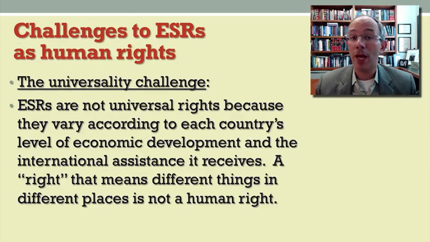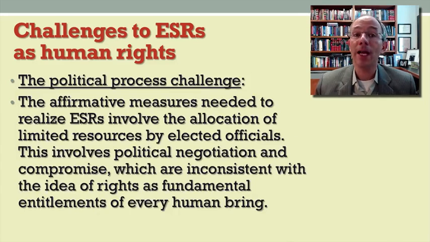First, a universality challenge. So economic and social rights, some might argue, are not really universal rights in the nature of rights that are in international instruments such as the Universal Declaration, because, given the terms of Article 2, they vary according to each country's level of economic development and how much international aid or assistance it receives. Taking this argument to its logical extreme, a right that means different things in different places is not or should not be a human right.